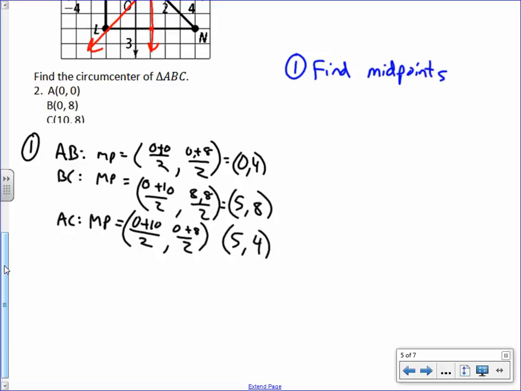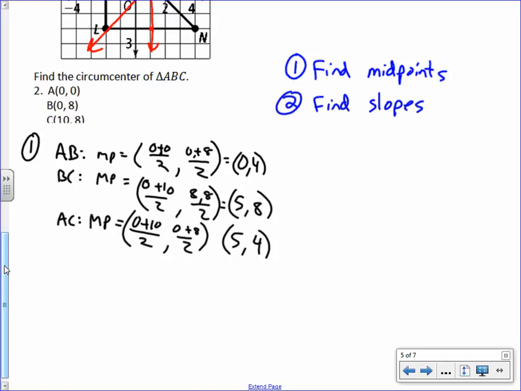Now step 2 is actually going to be finding the slopes of each line. Now technically, just so you know, we'll write that down, find the slopes. Technically, you only have to do it for 2, because I said if you have 2 of them and they intersect at one point, that's all you'd have to do. I'm going to do it for all 3 for right now, but you technically only have to do it for 2.